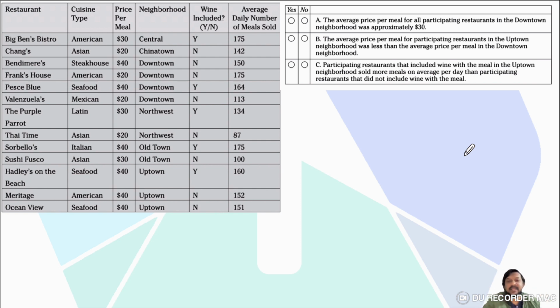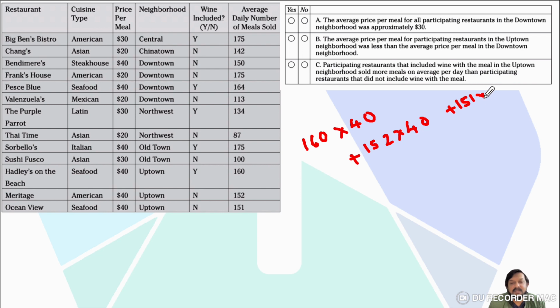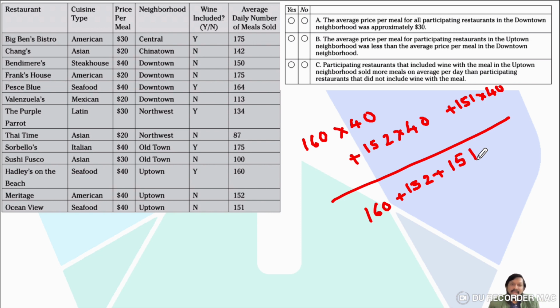Okay, keeping the sorting same, we are now supposed to calculate for the uptown neighborhood. So when you are talking about the uptown neighborhood, the average that we need to calculate is again 160 into 40 plus 152 into 40 plus 151 into 40, divided by the total number of plates. In this case, it will be 160 plus 152 plus 151. Okay, and you calculate and then you check.